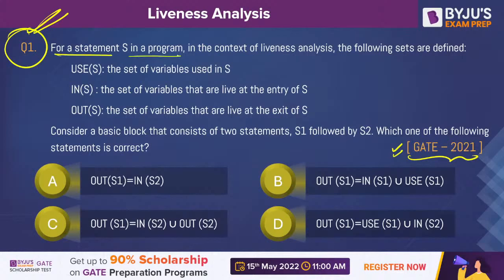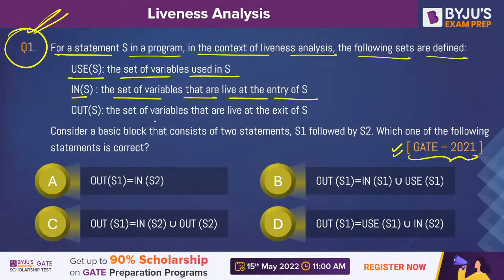So for a statement S in a program, in the context of liveness analysis, the following sets are defined. One is the use set, the set of variables used in S. That means all the set of variables that we are using, right? But out of that, there will be some in-set, the set of variables that are live at the entry of S. Out-set contains the set of variables that are live at the exit of S.